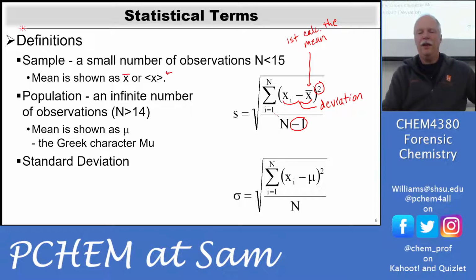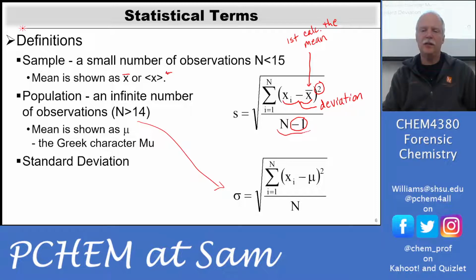Now, does the standard deviation go up if I subtract 1 here? This is in the denominator, right? So I'm making the denominator smaller, and so it should go up. So this tends to be larger than this. So the S is larger than the sigma because I'm not subtracting 1 in the sigma, okay? And so if you've got a small number of data points, you calculate S. If you have a large number of data points, you calculate sigma. And the only difference is that -1.